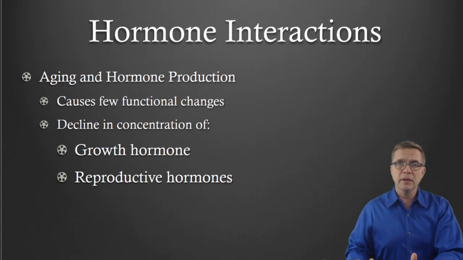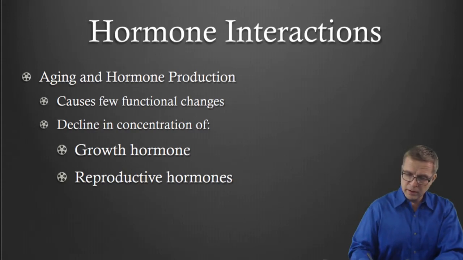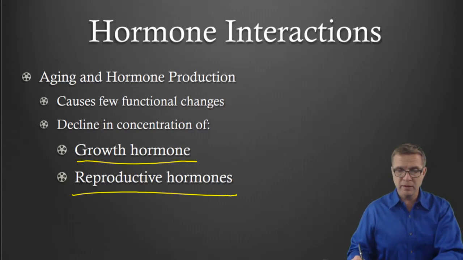What about hormone production and aging? Well, there's definitely, as with everything, when you age, things start to decline. So the two big ones, as far as the endocrine system, not the only two, are declines in growth hormone and reproductive hormones. Those are the main ones that are going to cause some changes.